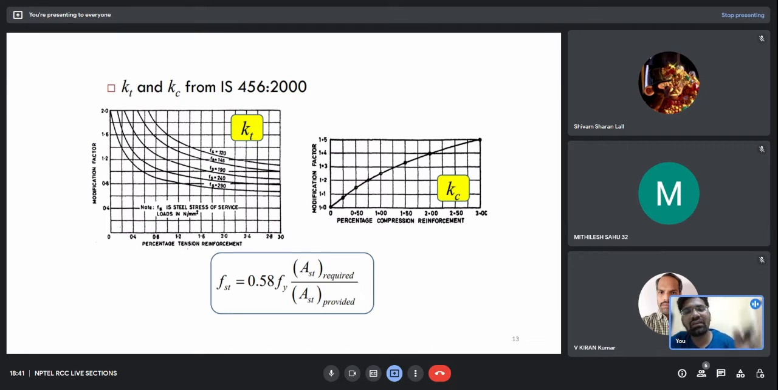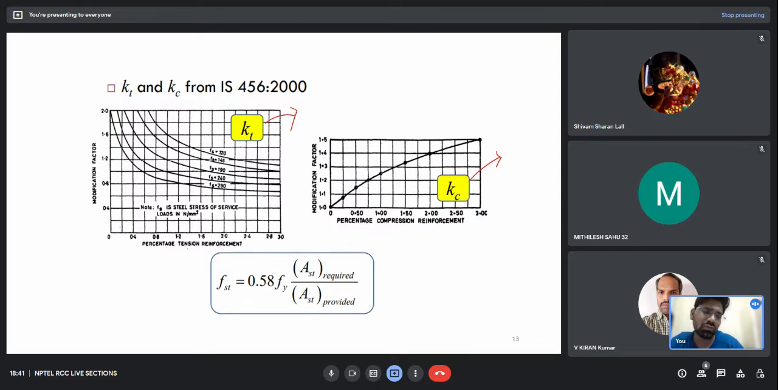Okay, KT and KC, this also has many concepts. KT is what? The modification factor for steel which is provided to resist the tensile force, whereas Kc is the modification factor which is provided based upon the percentage of compression reinforcement.